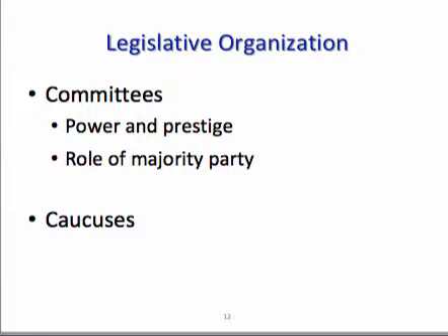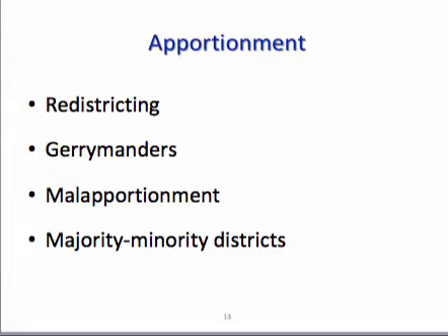It's sort of a subgroup of legislators, and they can function as voting blocs, which can lead them to attain sort of disproportionate power.